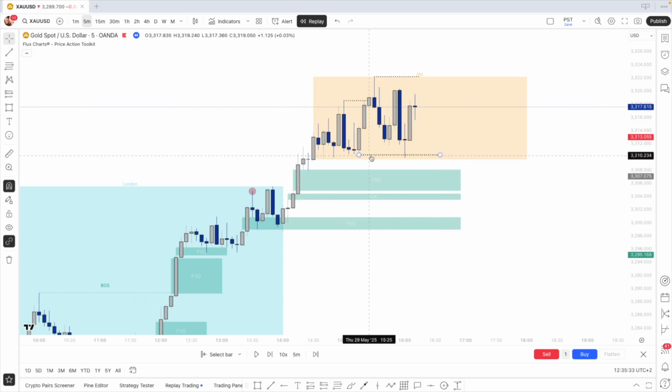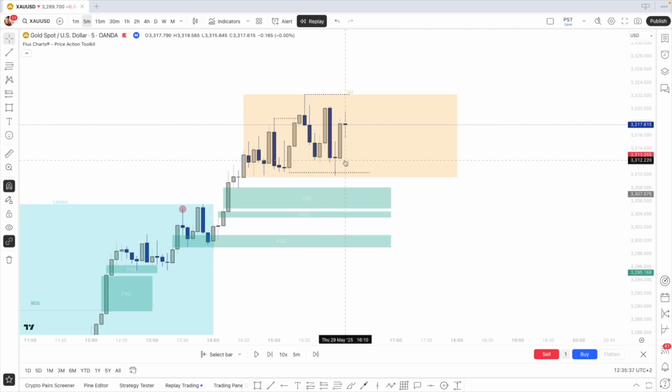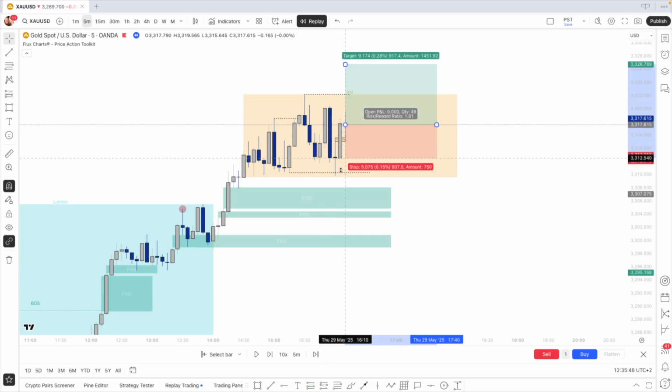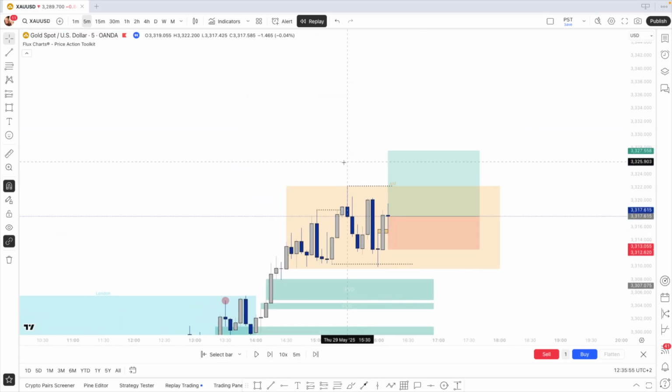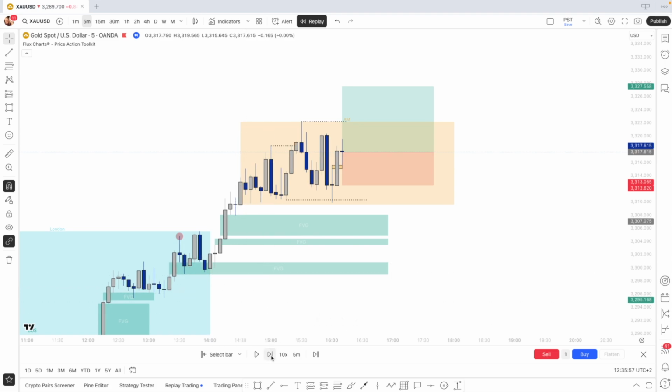So we had a sweep over here. This one hasn't been taken yet. Did we leave a fair value gap right over here? As you can see, a nice small fair value gap there. So you can take your entry right over here, stops below this first candle's low, and you can target a 1 or 2 risk to reward trade. And let's see how it plays out.